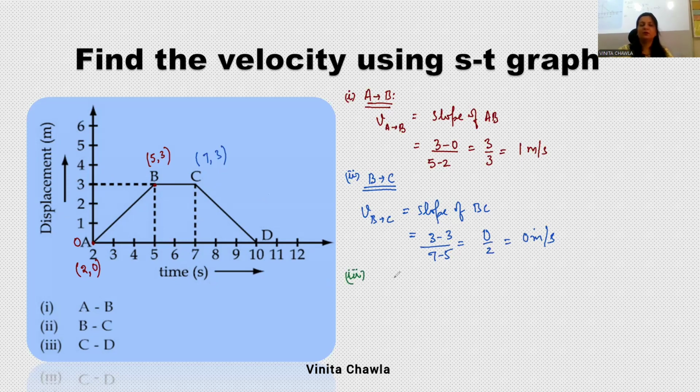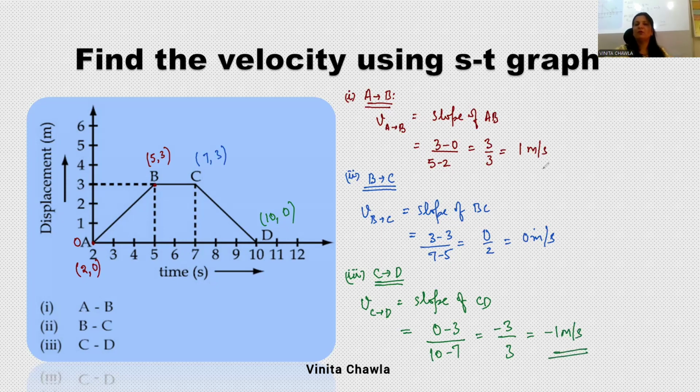Third, from C to D. What are the coordinates of D? It's 10, 0. Velocity from C to D: we'll find the slope of CD. It is equal to 0 minus 3 divided by 10 minus 7. So it is minus 3 by 3. The answer is minus 1 meter per second.